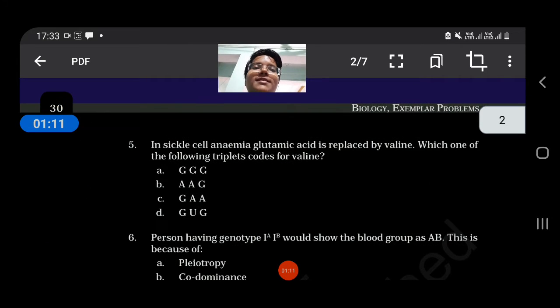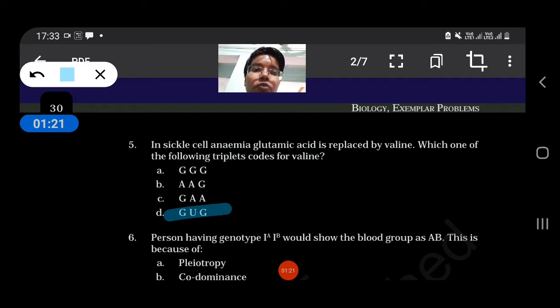In sickle cell anemia, glutamic acid is replaced by valine. Which of the following triplets codes for valine? So the answer is GUG codes for the valine. Glutamic acid is replaced by valine and the valine's codon is GUG.